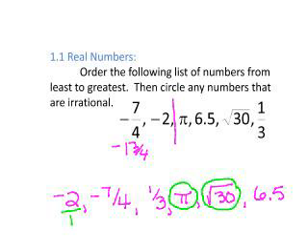6.5 is 6.5, and if I make 6.5 into a fraction, we'd get 12 halves in 6 plus 1 more in the half. So that would be 13 halves. There it is as a fraction, so that's rational. Our only two irrational numbers are pi and the square root of 30.